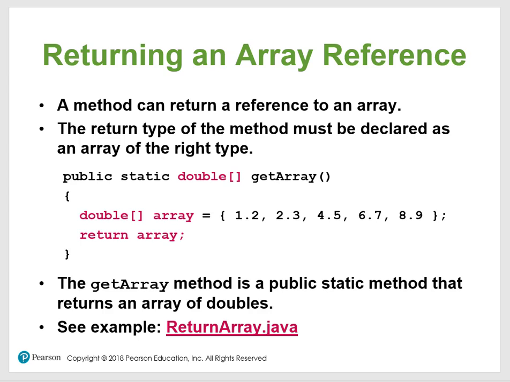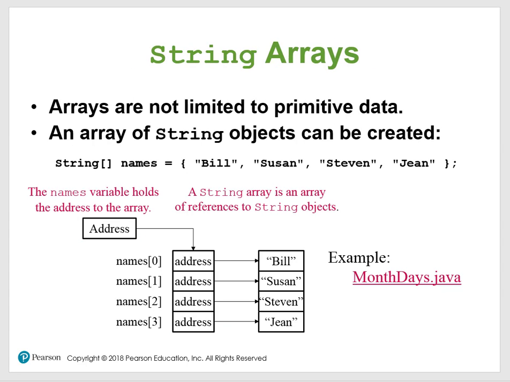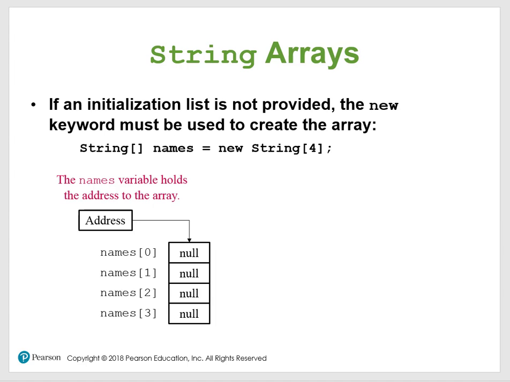When you look at returning an array reference, the return type of the method must be declared as the array type. So make sure you have, this is a double, and all these have decimals, so it's a data type. All these are arrays that have the same data type, and this is the array you're returning. Make sure it matches, is what I'm saying. String arrays are the same thing, same data types with very similar strings. You could use strings to store things in here.